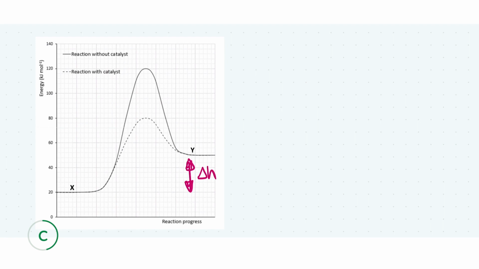So what's going to happen here is X here is going to be at 20, and now we need to determine what Y is at. So Y is at just about halfway between 60 and 40, which means it's going to be 50 here. So delta H is going to be that difference between the two of them. So it's going to be a difference of plus 30, which is going to equal delta H. And this is going to be for X to Y. So this is just going the normal way.